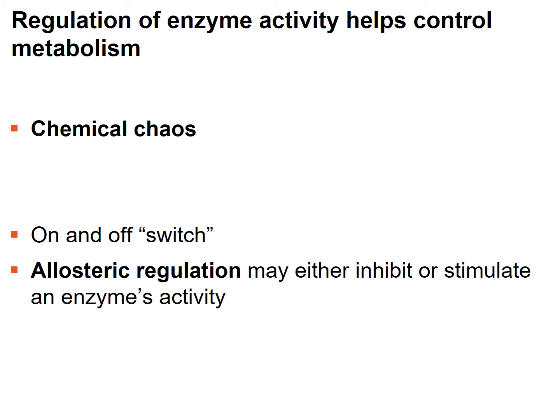So there must be switches that turn them on and off. This is called allosteric regulation. Allosteric regulation can activate an enzyme or stimulate its activity, make it work faster, or it can inhibit the activity. It could slow it down or stop the enzyme. So we don't want chemical chaos.